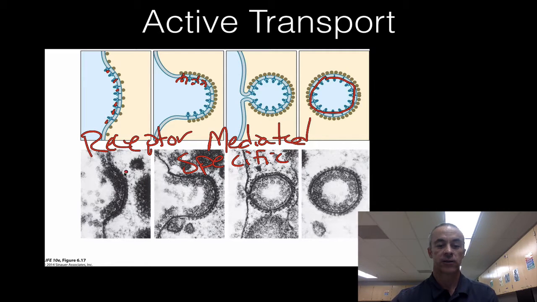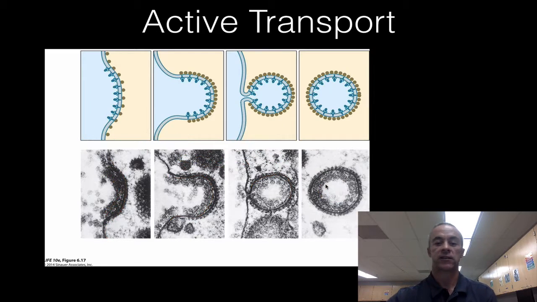And that's exactly what you're looking at here. This is an actual electron microscope picture. You've got all these molecules that have bound to the receptors. They create this infolding of the membrane, and then it eventually splits off, and now you see all that stuff is now inside of this vesicle inside the cell.